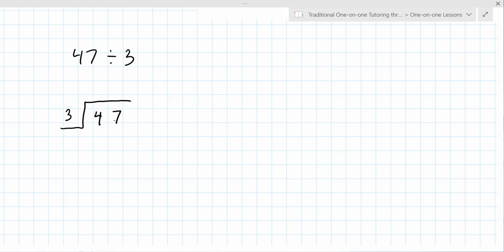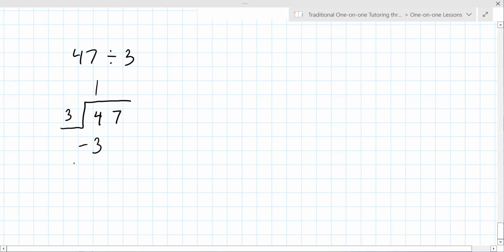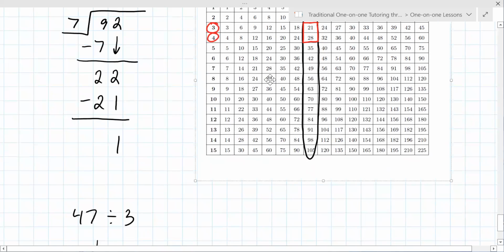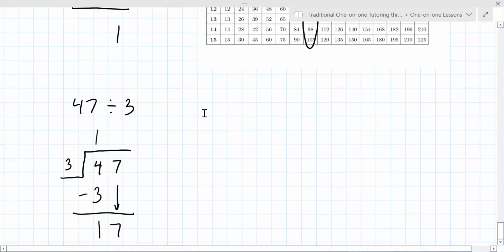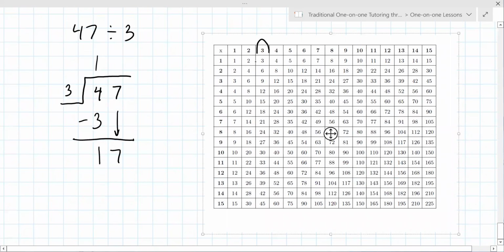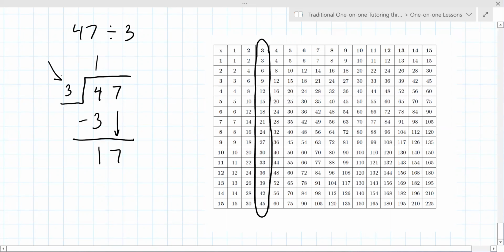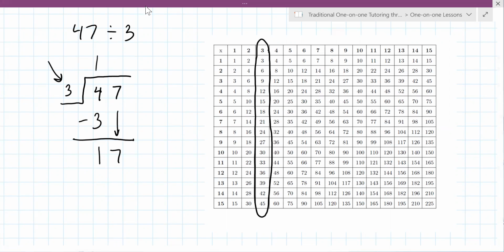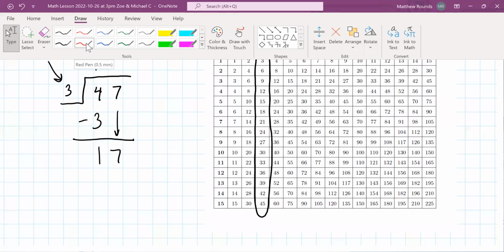So how many times does 3 go into 4? 1 time. So 1 times 3, you subtract. What is 4 minus 3? 1, and then you bring the 7 down. So again, you go to your chart here, and now we're going to look in the column with 3. The reason it's 3 is because that's the number over here on the left. So you want to find the number just smaller than 17 or between them.